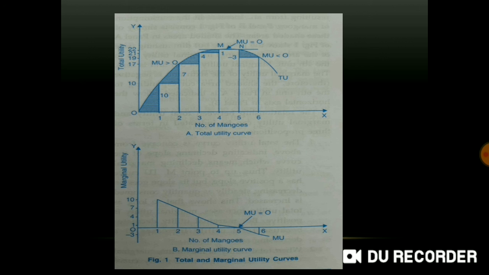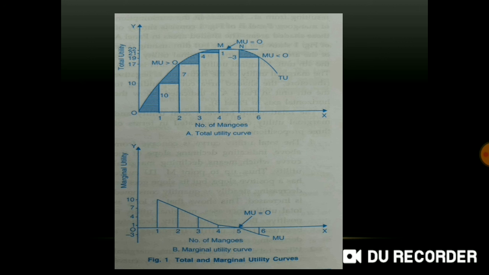So if you look at the second panel, then we have the marginal utility curve drawn. So the marginal utility curve is always a downward sloping curve. Initially, the marginal utility is maximum. That is, whenever the consumer consumes the first mango, then the marginal utility is always maximum. That is 10 utils. If he consumes the second mango, then the marginal utility falls to 7. And whenever he consumes the fourth mango, then the marginal utility falls to 1.